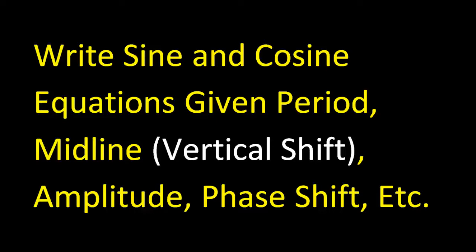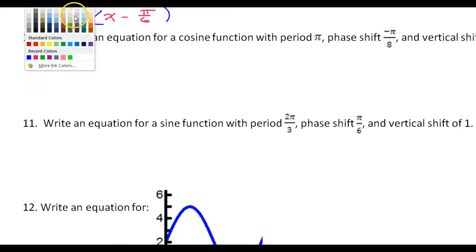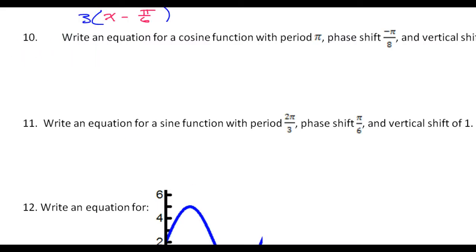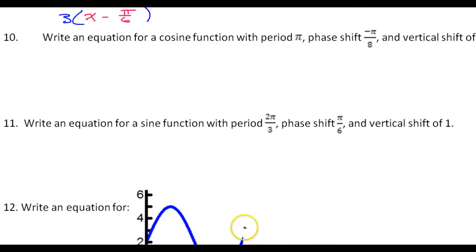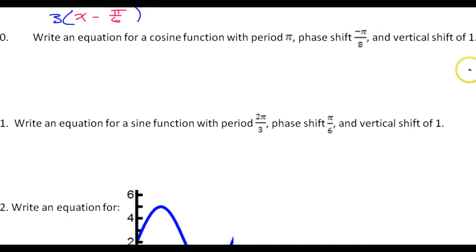In this video, we will learn how to write sine and cosine equations given the period, the midline, vertical shift, amplitude, phase shift, etc. So number 10. Write an equation for a cosine function with period pi and a phase shift negative pi over 8 and a vertical shift of 1.